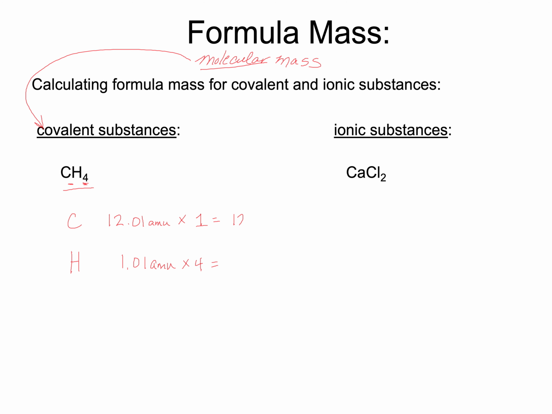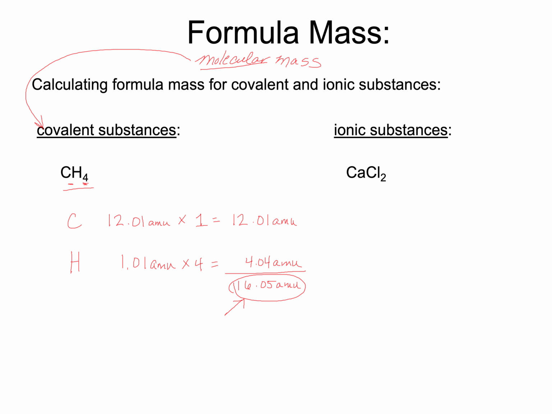For carbon, that ends up being a total of 12.01 AMUs, and for hydrogen, that's a total of 4.04 AMUs. And we will add these two total AMU values up, and that ends up being 16.05 AMUs. This value here is the formula mass or molecular mass of CH4.